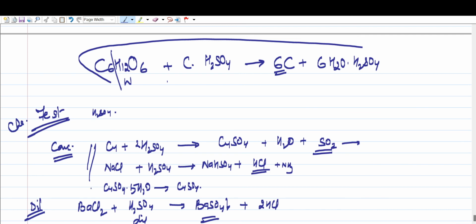The question may be asked, how will you know the acid is dilute? Okay, how will you know that sulfuric acid is concentrated? राइट. तो ये सब रिएक्शन अच्छे से कर लीजिएगा.